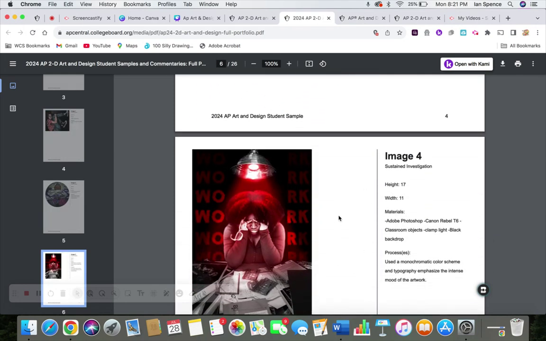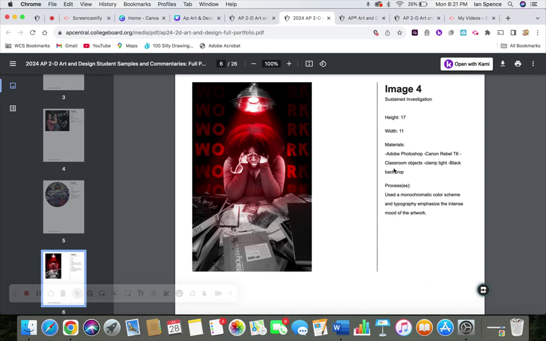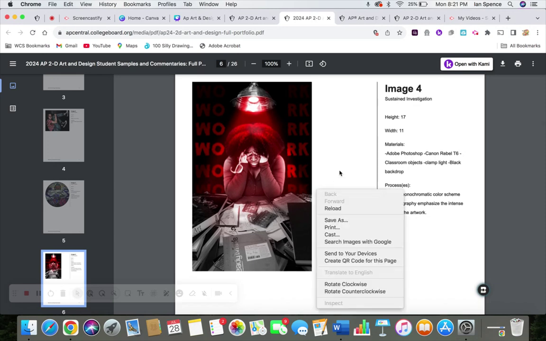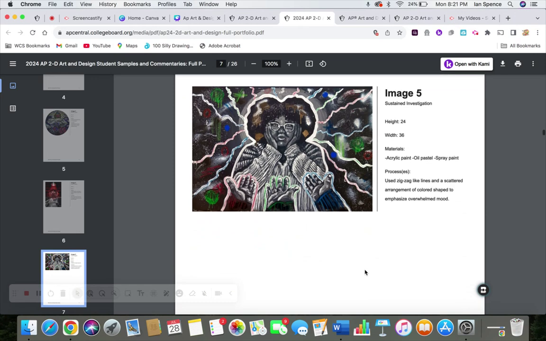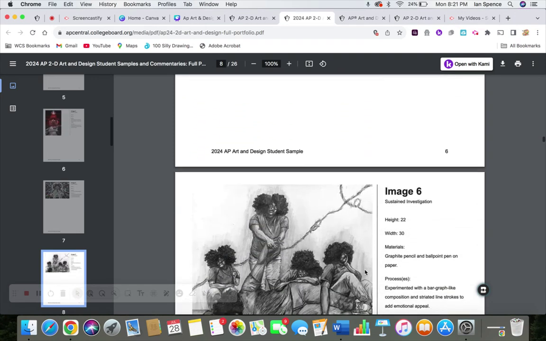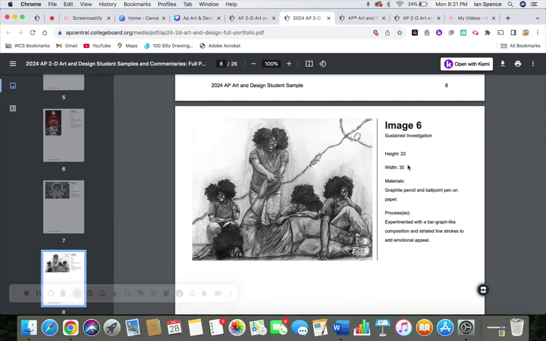You can also include photography. And with the new AP portfolio, there's a digital portion of the written response, and that's where this Adobe Photoshop part would go, and the tools that you use essentially. Also, there's no limit to your dimensions, so you can go as large or small as you want to go.